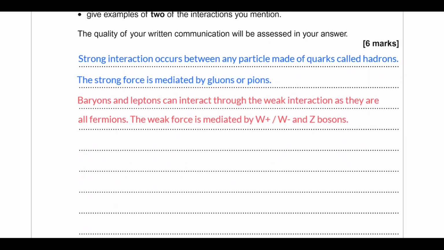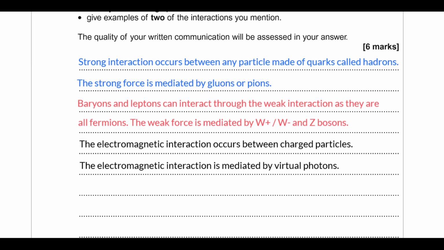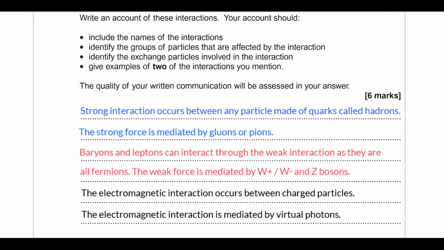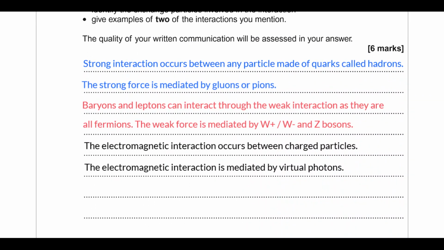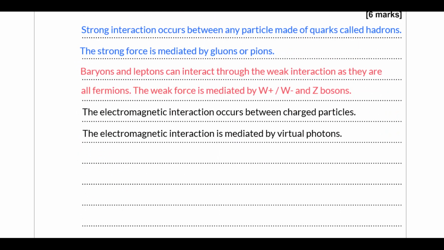So the one we haven't talked about yet is the electromagnetic interaction. Electromagnetic goes between charged particles and it's mediated by virtual photons. So let's see how we're doing against the criteria given. We've got the names of them. Gravity is insignificant because it's so small. We've got the groups that they're affected by, yes. We've got exchange particles, and we've got examples of the two. So we just need to do some examples actually because we haven't actually got them. So what should we go with?